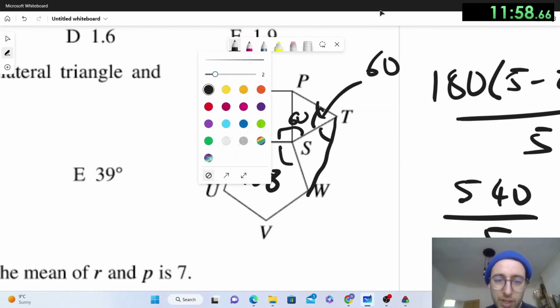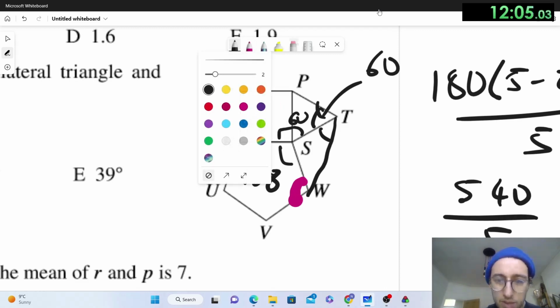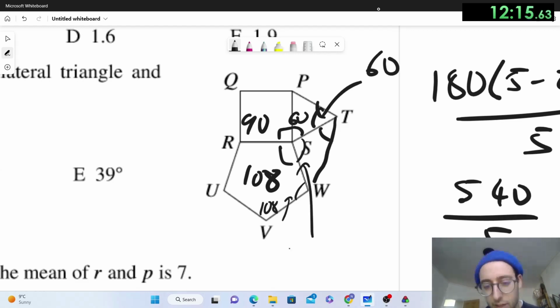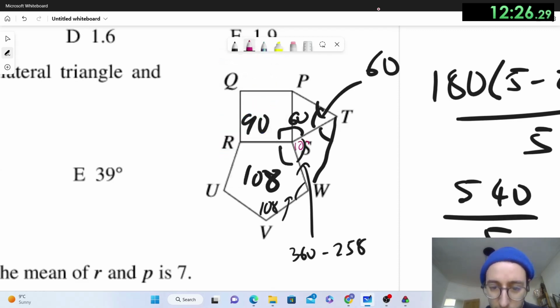Am I doing this stupid again? So this is also 108. This is also 108. And then this angle here is 360 minus 150 minus 258, which is 102. Let's put this in a different color. That's 102.